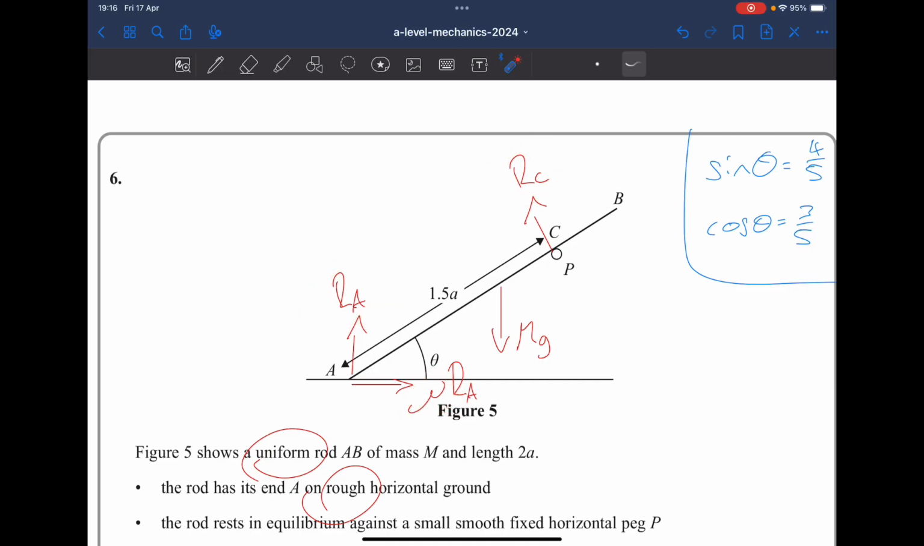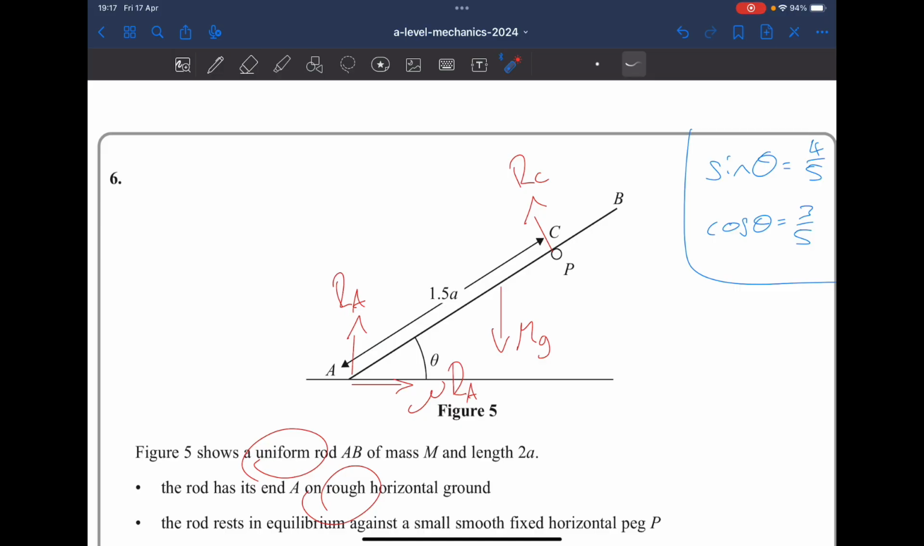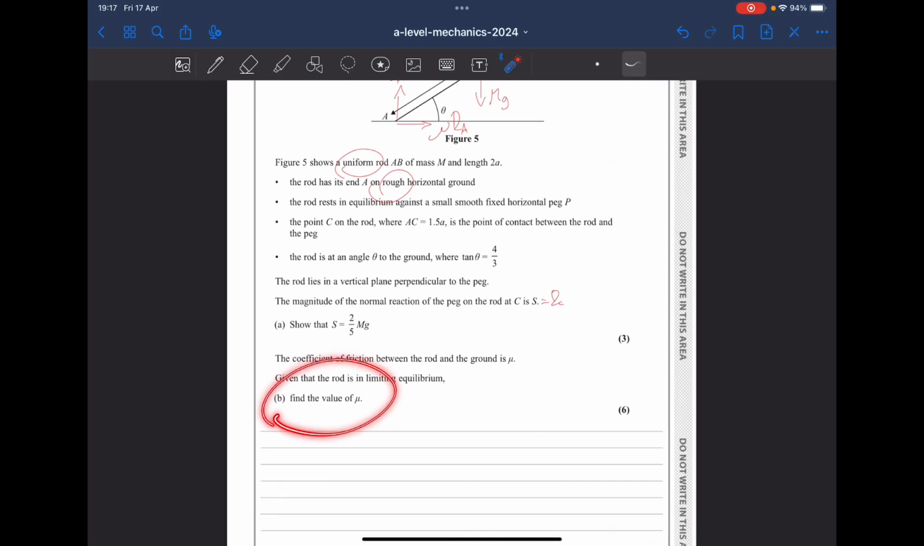If we were to take moments around A, that eliminates the 2 forces that act at A. So RA is gone, mu RA is gone. We're only left with mg and RC. But that would involve moments, so we'd also have the length in each term as well. So we still have 2 variables there, so that's probably not going to be a way to solve it. But it's probably going to be an equation we need later on, when we want to find the coefficient of friction.